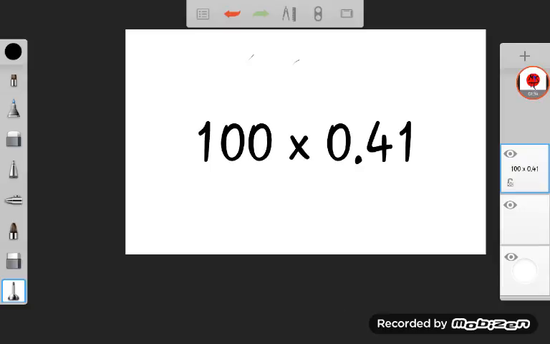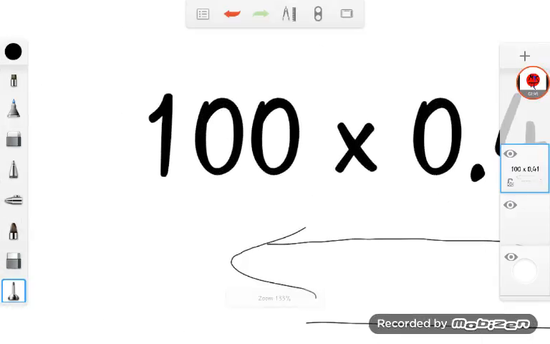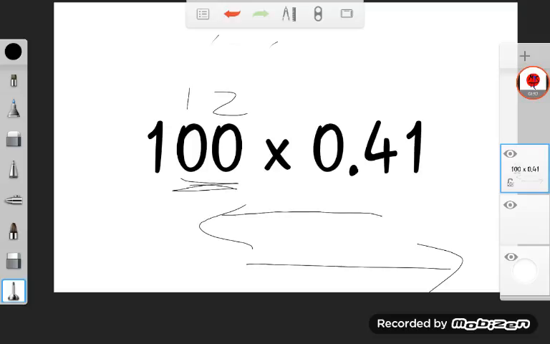So here's our problem, and this is multiplying. Last time it was dividing. So in dividing, we move that way, but on multiplying, we move that way. So check the number of zeros. So that's 2 zeros, 1, 2. And times 0.41. So here's our decimal point. 1, 2. So the answer is 41. Check that on IXL. I'm right.